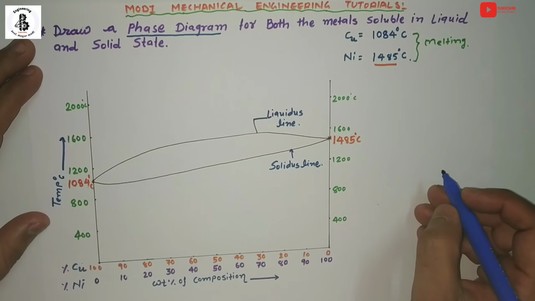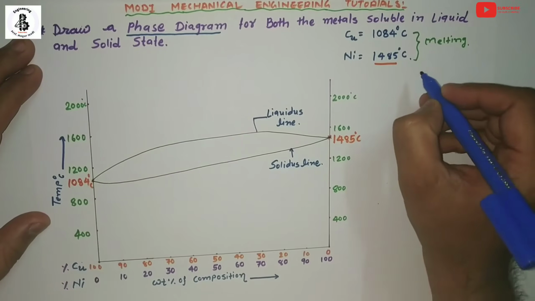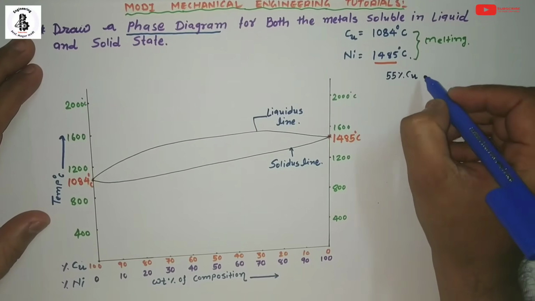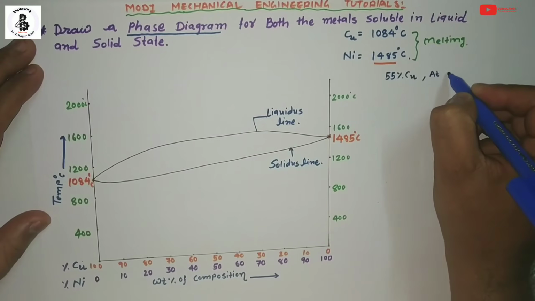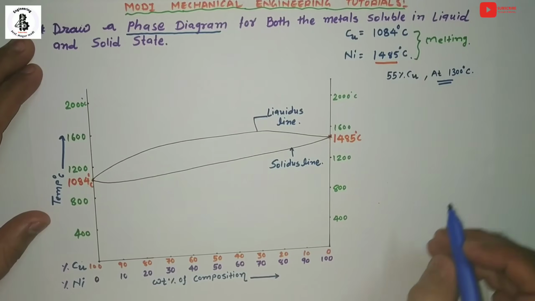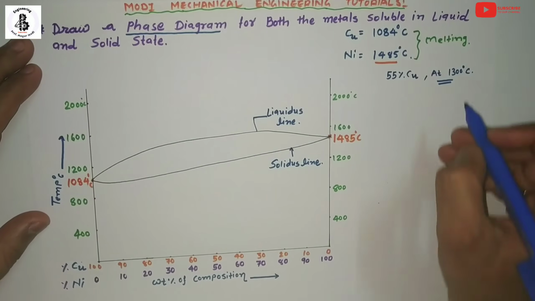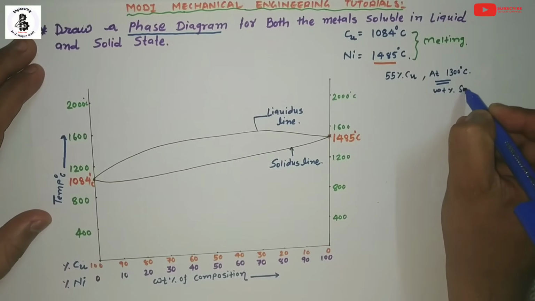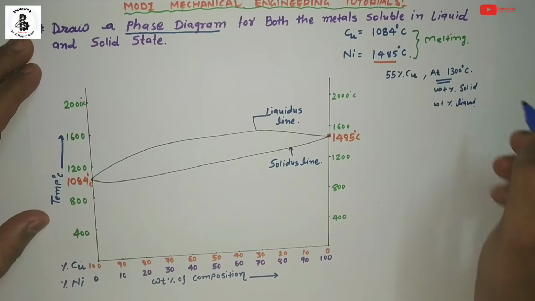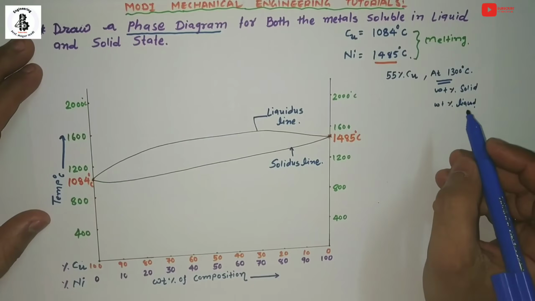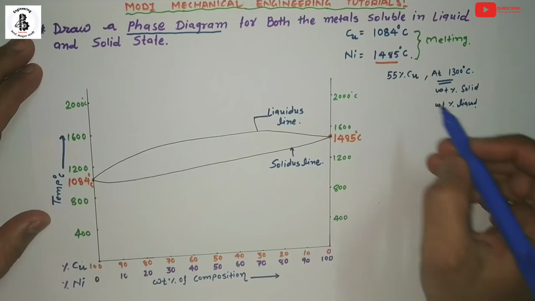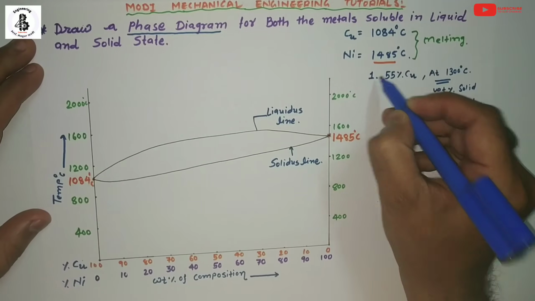So let's take one example over here: around 55% of copper and a temperature of 1300 degrees centigrade. So what should you find? That will be the weight percentage of solid and the weight percentage of liquid, and we will also discuss the microstructure and the cooling curve for the same conditions. So let's start understanding with this condition. That will be condition number 1.